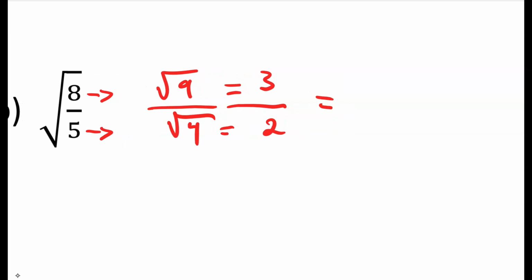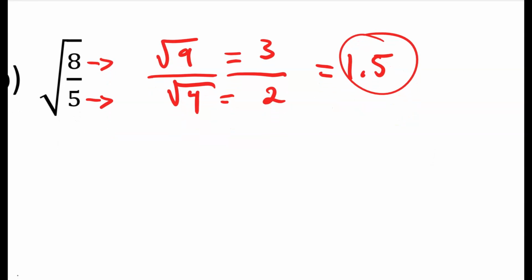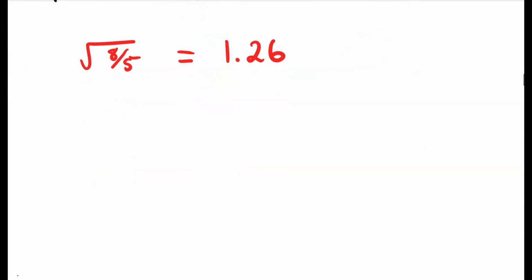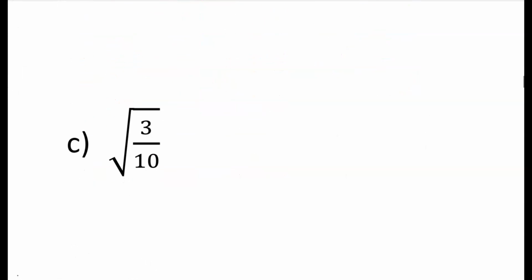If we do 3 divided by 2, we get 1.5. So our approximation for what our answer should be is around 1.5. If we put root 8 over 5 into the calculator, we get an answer of 1.26. So we're not too far off from where 1.5 would be. Now, reminder, this is just an estimate. We're using our best judgment in this situation. For number 3, I'm going to leave for you to complete.